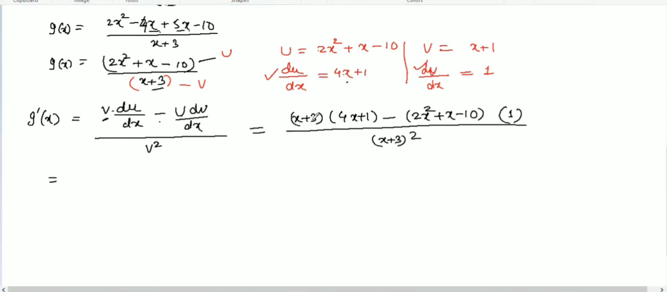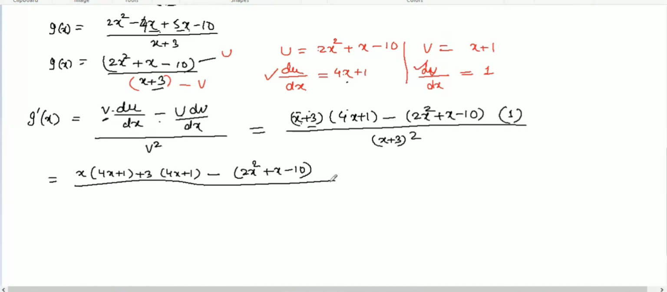Now here multiply it out because there are two terms: (x + 3) multiplied by (4x + 1). So first write down this x and multiply by 4x + 1, and then write down plus 3 and multiply by 4x + 1, minus, and anything multiplied by 1 is itself, so keep it in the bracket, (2x² + x - 10), all over (x + 3) squared.